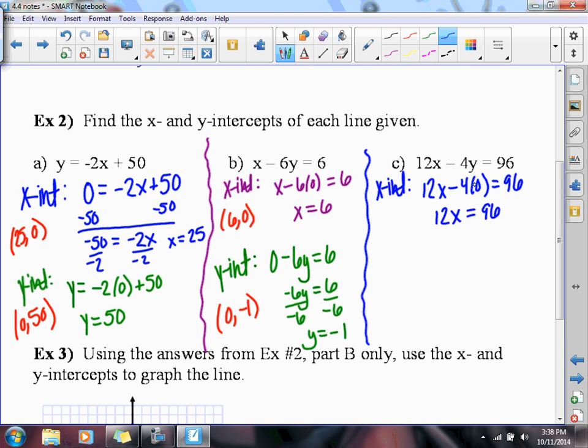Because 4 times 0 is just 0, and 12x minus 0 is just 12x. But it's always good to show all your work. And then 96 divided by 12 is going to be 8. So again, when I write my ordered pair, I'm going to write 8, because that was the value I got for x, and then 0, because that's what I substituted in for y.